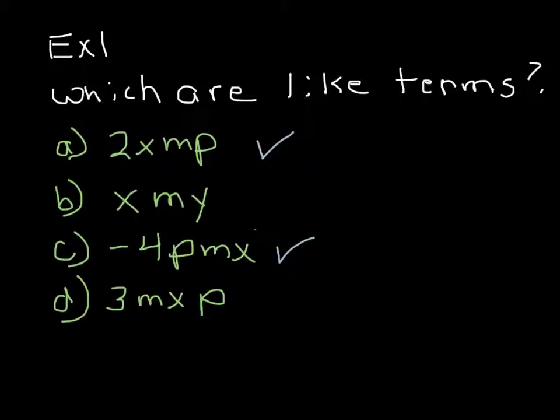Now, do I have an XMP in the last one? And I do. So our answer to this is that A, C, and D are all like terms. The one that's different is B. Okay, that is not like terms to the others.